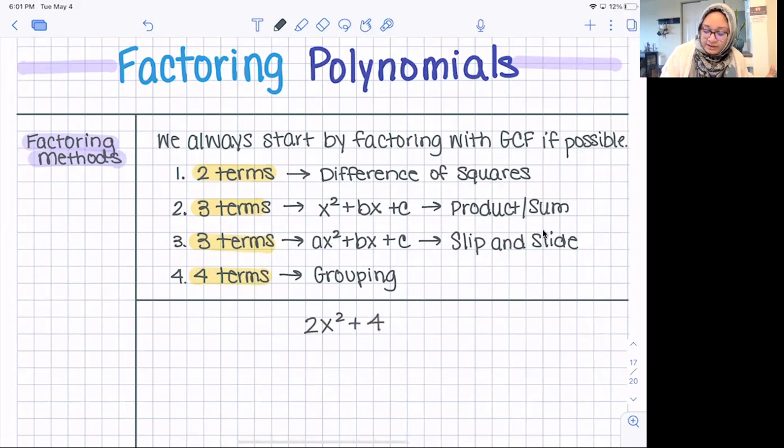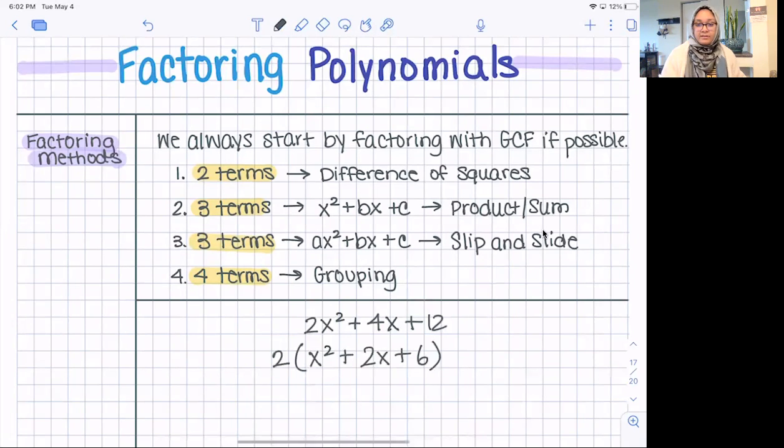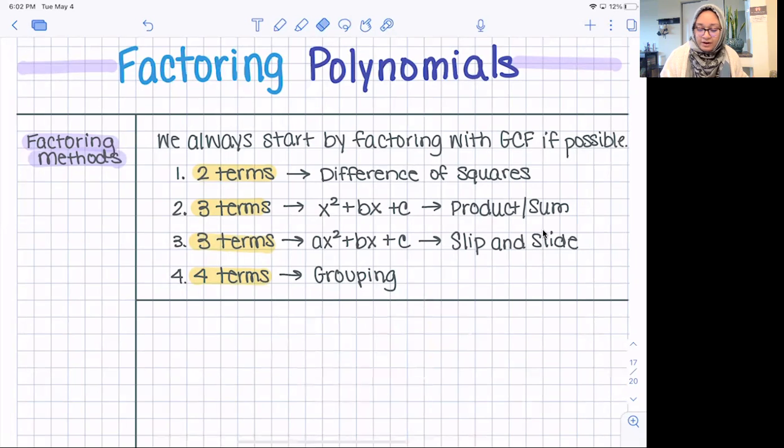If I have something like this, I can look at this and automatically recognize that a 2 can be factored out as a GCF of this polynomial. So when I factor out that 2, I'm left with x squared plus 2x plus 6. And then I would just factor this piece. And that's a lot simpler because I took that GCF out. All right. So we're always looking to see if a greatest common factor can be pulled out.